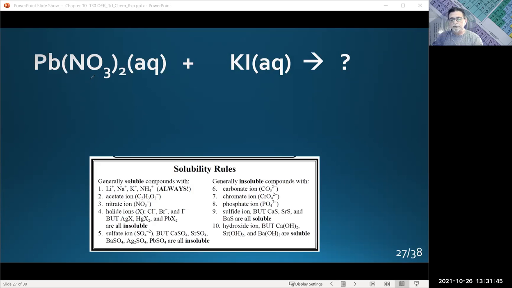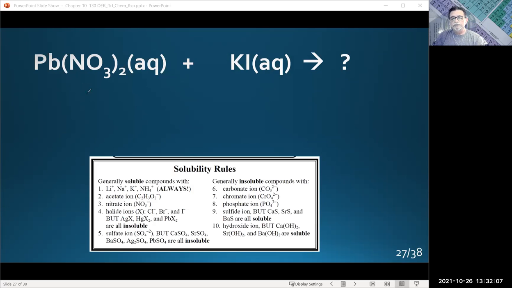All right, let's try another one. We have lead nitrate. Notice it's aqueous, right? Because all nitrates are soluble. KI, which is potassium iodide, all halides are soluble. You got potassium up there, it's soluble. So both of them are correct. They're both soluble and aqueous.